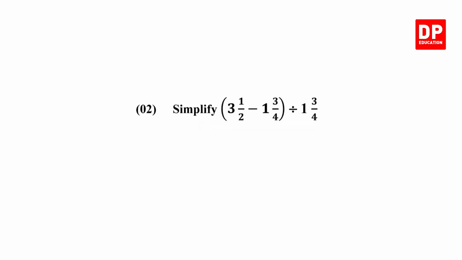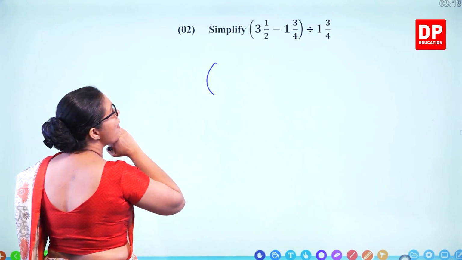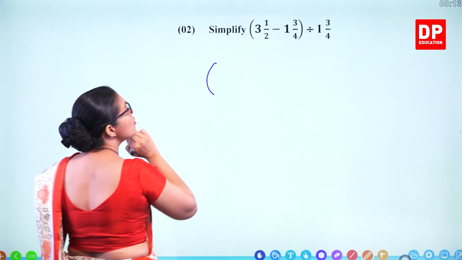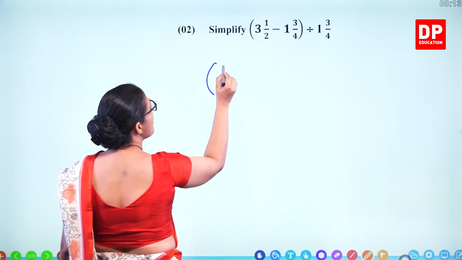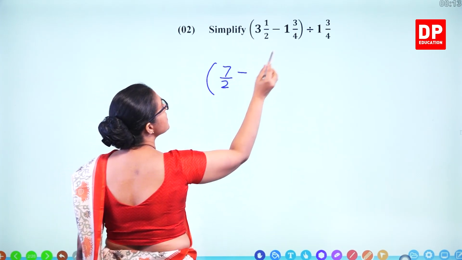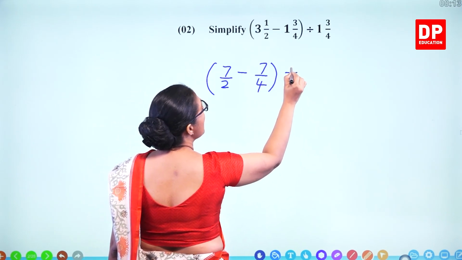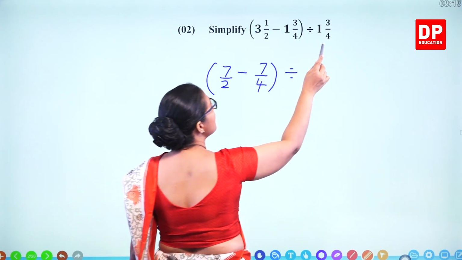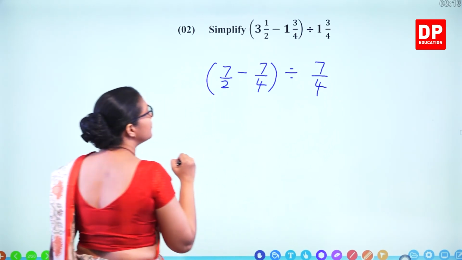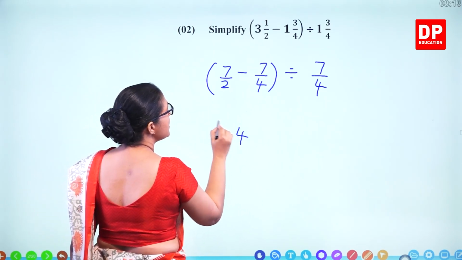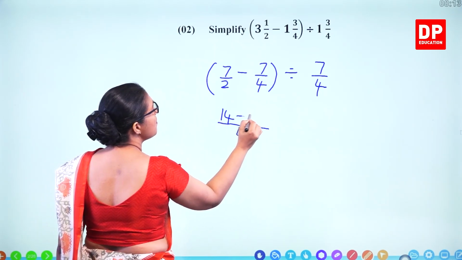Question number 2. Simplify. According to BODMAS, again you have to simplify the brackets first. So first convert the mixed numbers to improper fractions. 2 times 3 is 6 plus 1, 7. 7 over 2 minus 4 times 1 over 4 plus 3, 7 over 4. Divide by this; also you can convert to an improper fraction. Now the common denominator is 4, the lowest common multiple. Convert to 4. This is 14. 14 minus 7.